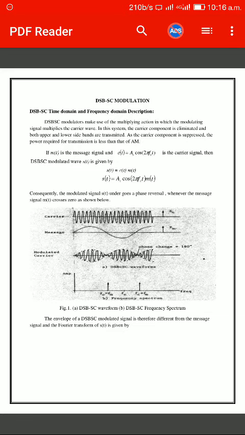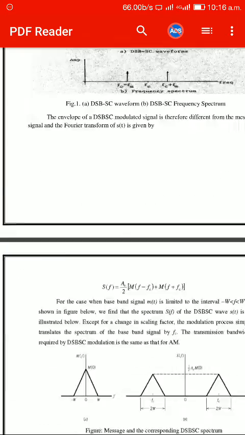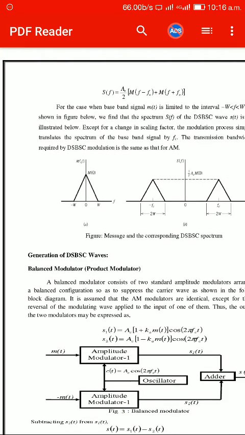How is it going to be suppressed? When the DSBSC modulated signal crosses the 0, the modulated signal crosses the 0 here. And also we have been discussing the spectrum of this one. If you see here, the sidebands are going to be centered at the carrier frequency.